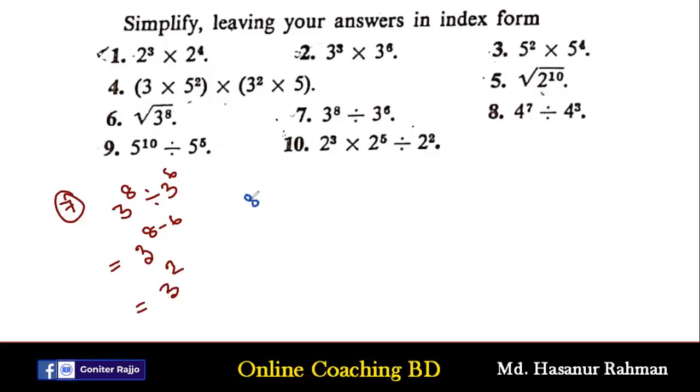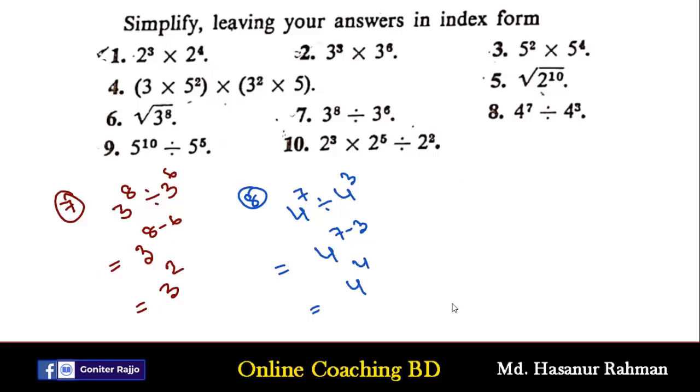Number 8 right now. Number 8 says 4 to the power 7 divided by 4 cube. So look at this. When the bases are the same and there is a division between two index forms, then we have to subtract the powers. So the answer will be 4 to the power 7 minus 3, actually 4 to the power 7 minus 3 will be 4 to the power 4.